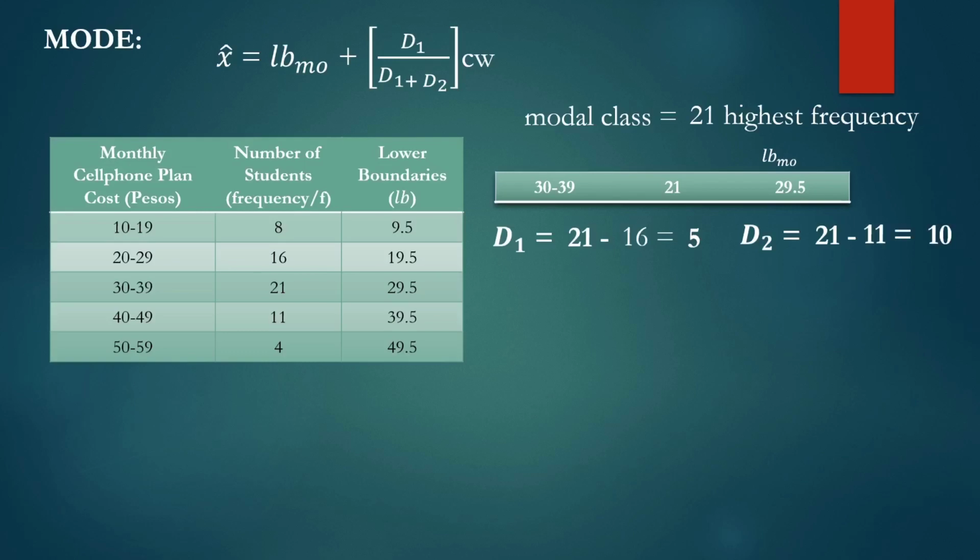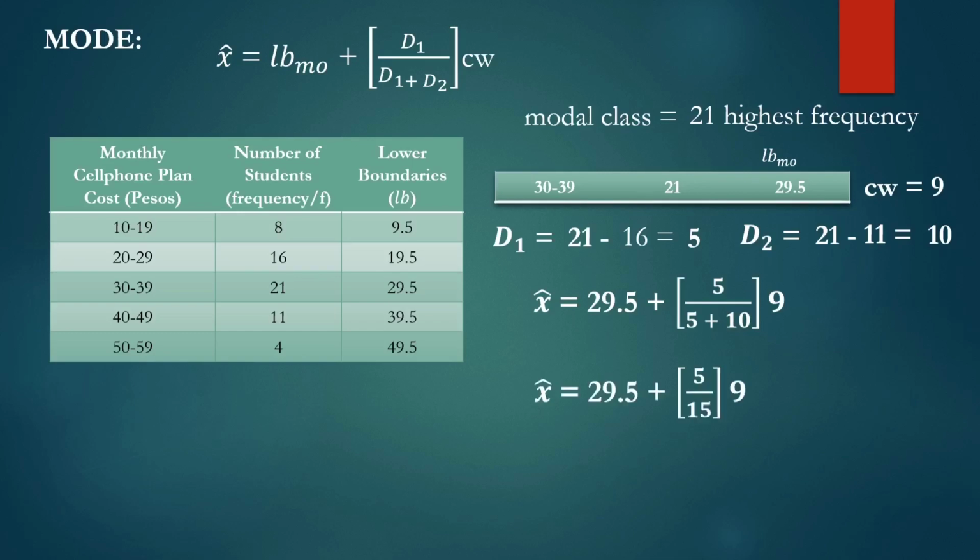Now let's substitute. 29.5 plus 5 divided by 5 plus 10 times 9. Let's add first. 5 plus 10 is 15. Next, 29.5 plus 5 divided by 15 times 9. Use your scientific calculator and solve 5 divided by 15 times 9, that is 3. Lastly, 29.5 plus 3 is equal to 32.5.